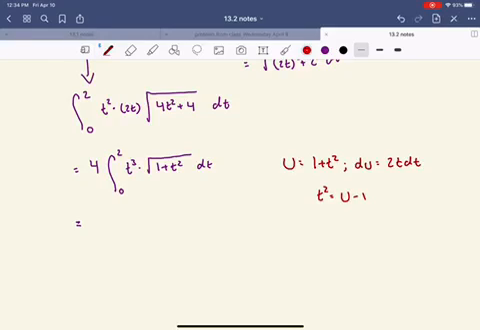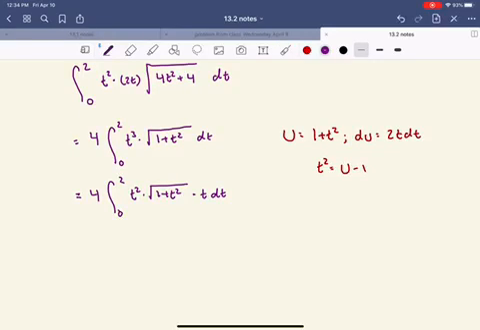Why? Because really what I'm going to do here is play this game. This is still in t. I'm going to write this as 4 times t squared times the square root of 1 plus t squared, times that other t which went over here. It's just a matter of having done this sort of problem a few times. I know what I'm going to look at.